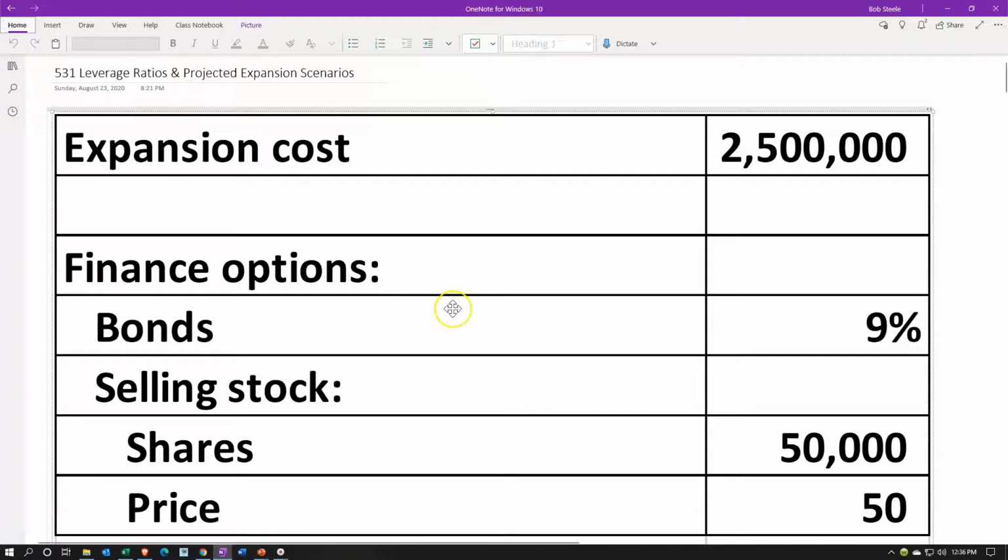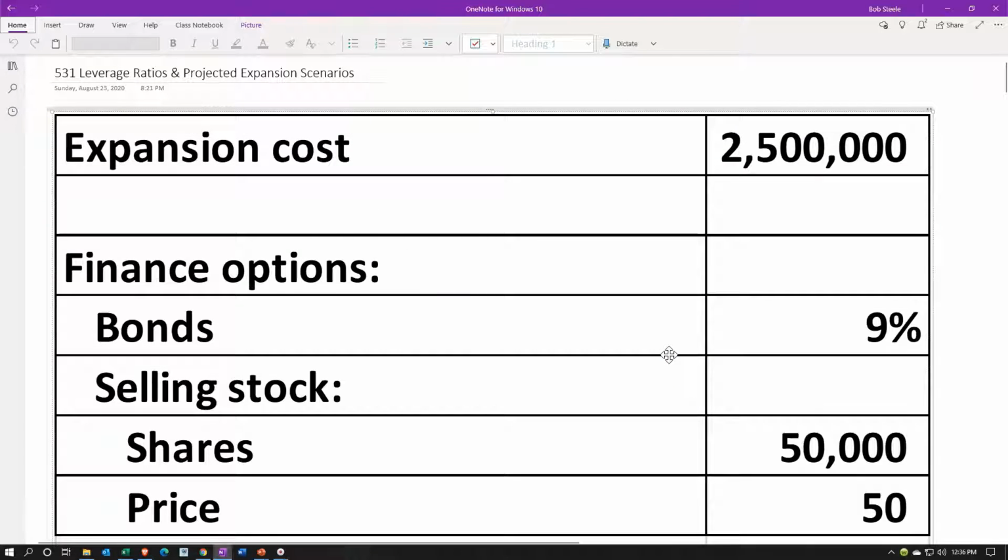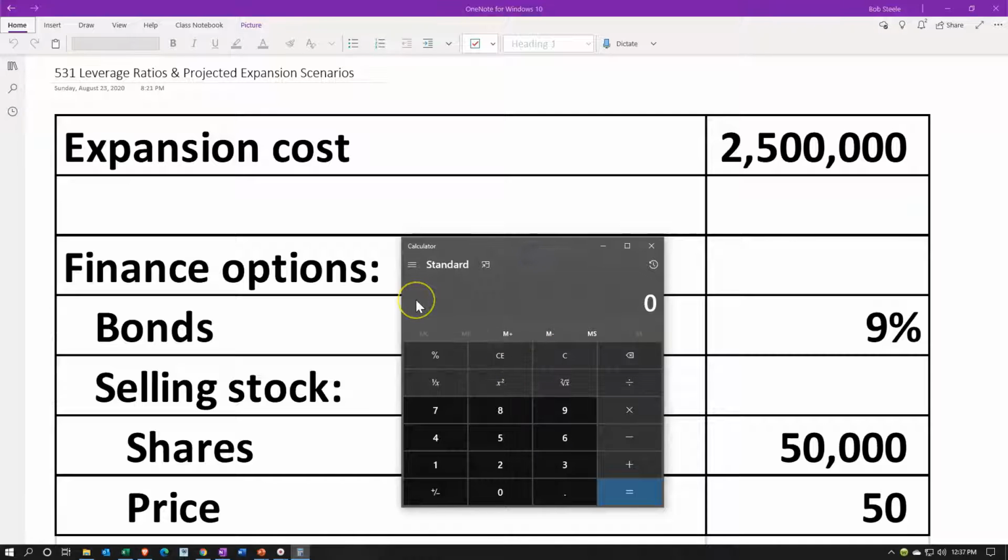So we have debt as one option, meaning we issue bonds, which are kind of like a loan, of course, issuing the bonds for the $2,500,000, and that will result in us having to pay 9% interest on the bonds. Or we can sell stock and finance through the issuance of equity, selling 50,000 shares at a price of $50. Obviously, 50,000 times $50 gets us to the $2,500,000. That's going to be our goal.